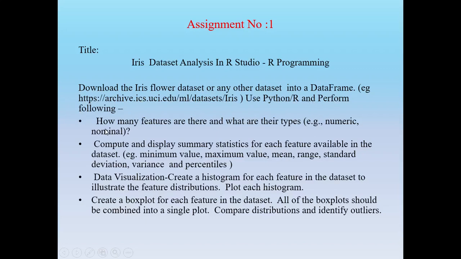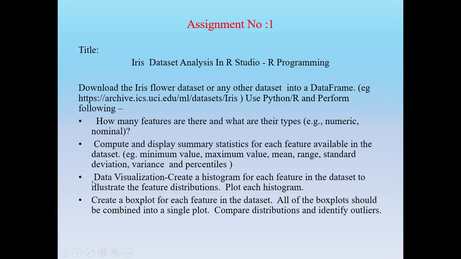Four operations are given in front of you. The first operation is: how many features are there and what are their types, for example numeric and nominal. Second operation: compute and display the summary statistics for each feature available in the dataset. For example, we have to find the minimum value, maximum value, mean, range, standard deviation, variance and percentile.